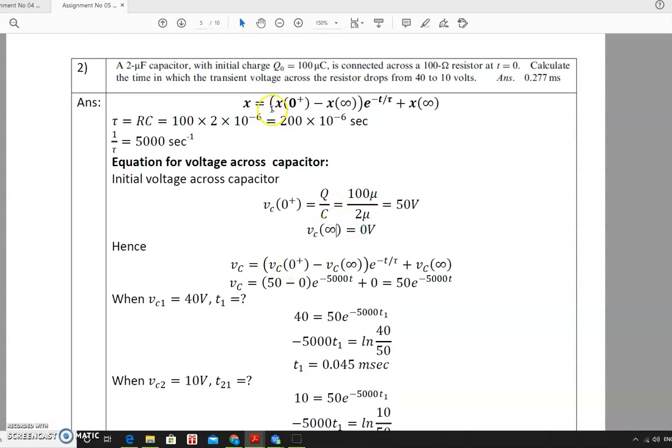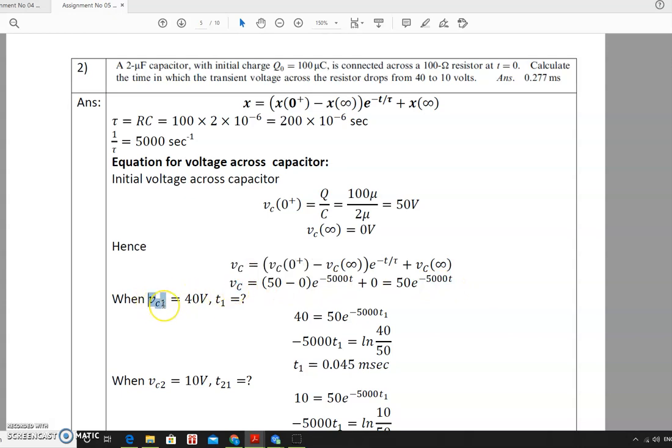So substituting these values in this equation, Vc(0+) is 50, Vc(infinity) is 0. So this equation is 50 e raised to minus 5000 t, because 1 upon tau is 5000. So 50 e raised to minus 5000 t, this is the equation for Vc.